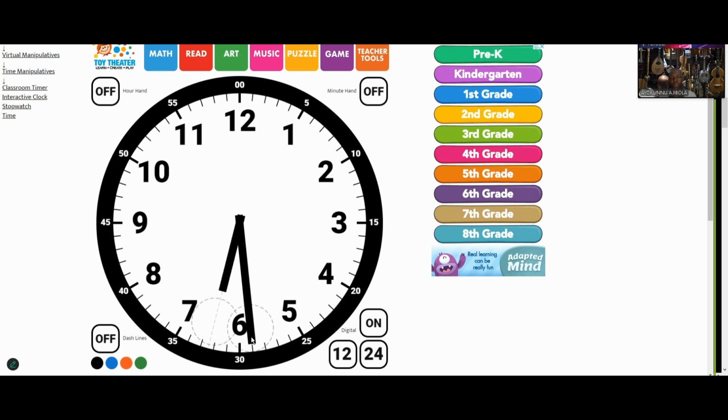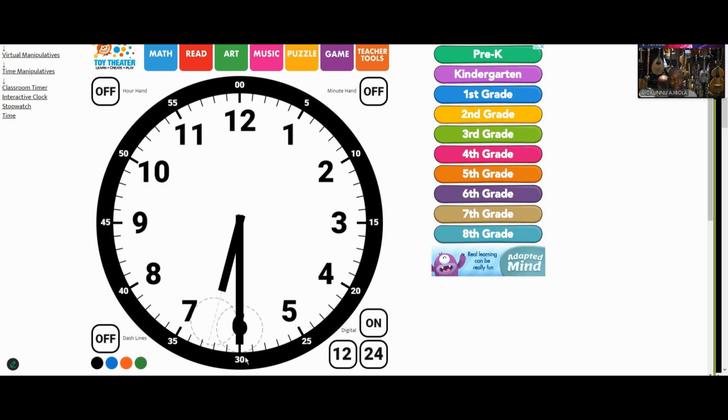Now, from 1 to 29, we say past. We say 1 minute past the hour. The hour here is 6. 2 minutes past 6. 3 minutes past 6. 5 minutes past 6. 10 minutes past 6. Quarter past 6, or 15 minutes past 6. 19 minutes past 6. 23 minutes past 6. 28 minutes past 6. 29 minutes past 6. But once it's on 30, we have half past 6.